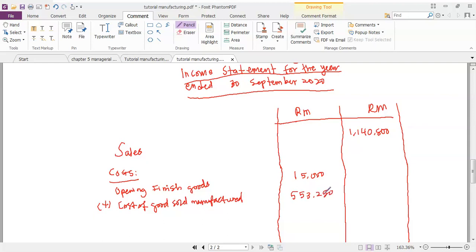553,250. Boleh faham tak, class? Can you understand? Okay, very good. Okay, after that, lepas kita dah add on, kita kena tolak pula dengan closing stock. Closing stock finished good.